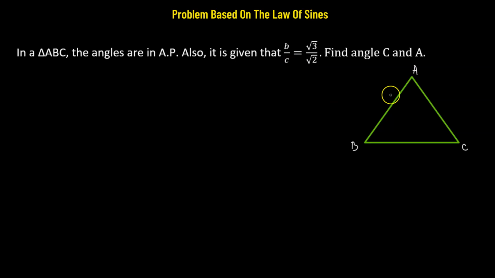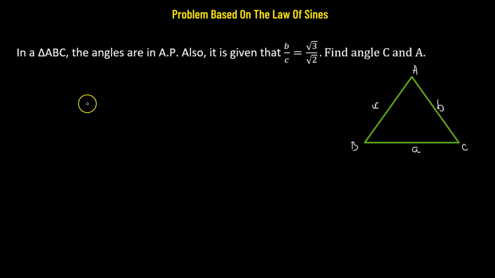So let's first specify the sides. The side opposite to angle A, which is BC, we're going to represent by the lowercase letter a. The side opposite to angle B, which is AC, will be represented by lowercase b, and the side opposite to angle C, which is AB, will be represented by lowercase c.